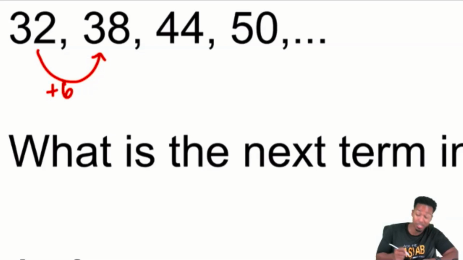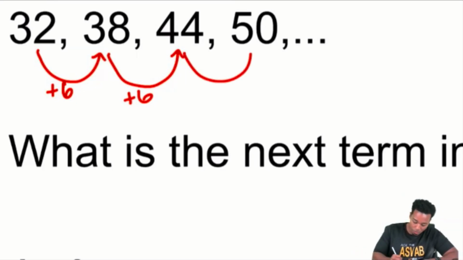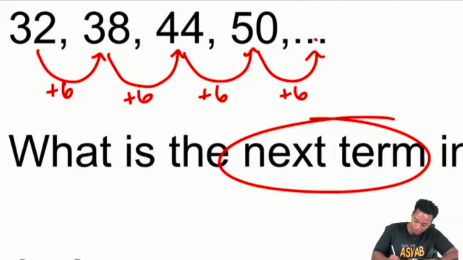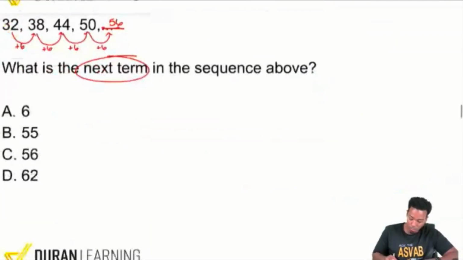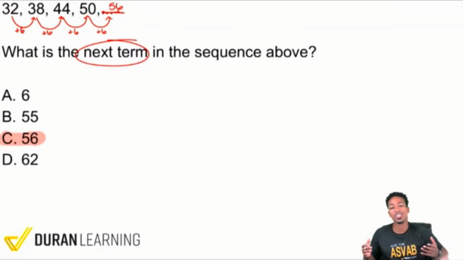32 plus 6. That's going to get us to 38. 38 plus 6. That's going to get us to 44, and so on. We'll follow the same pattern. So if we want the next term, we simply add 6 again, giving us 56. This first one is nice, simple, and to the point, but it's a great example of an arithmetic sequence that allows us to feed into the next problem coming up.